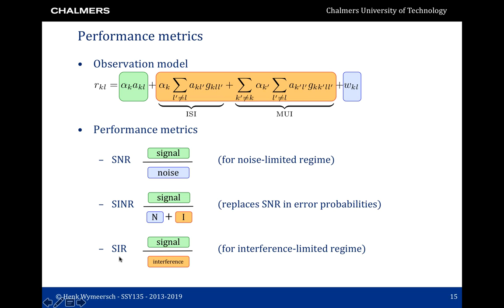Finally, we can also introduce the signal to interference ratio. In this case, we just look at the interference power and ignore the noise. This is useful for the interference limited regime when the noise is much smaller than the interference.